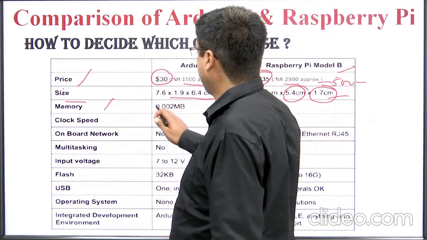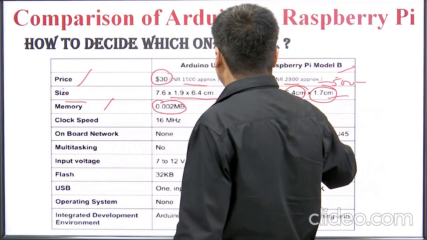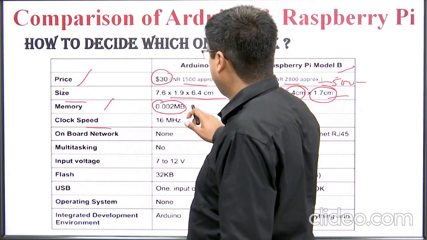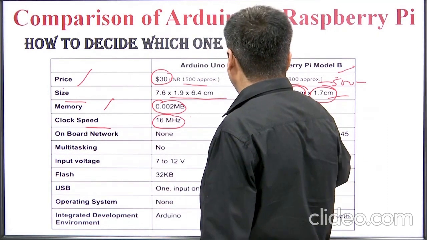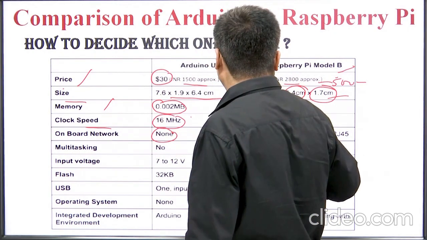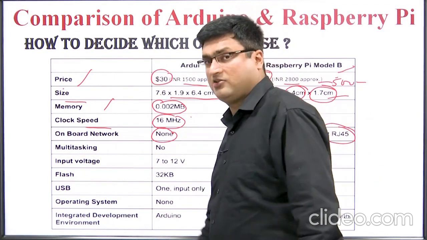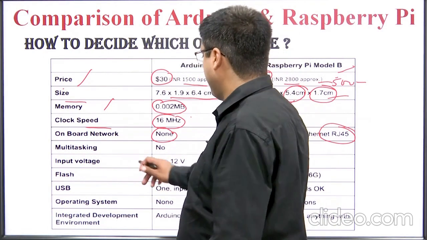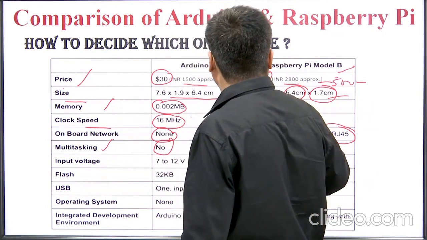Memory consumption for Arduino is up to 0.002 megabyte, and for Raspberry Pi the memory is 512 megabyte. Next is clock speed. The clock speed of Arduino is 16 megahertz. We have seen that, and here the clock speed is 700 megahertz. Onboard network is none in Arduino, and here there is an Ethernet RJ45 connector of 10/100. Ethernet connection is available in Raspberry Pi, but it is not available in Arduino. Multitasking is not possible in Arduino, but multitasking is possible in Raspberry Pi.